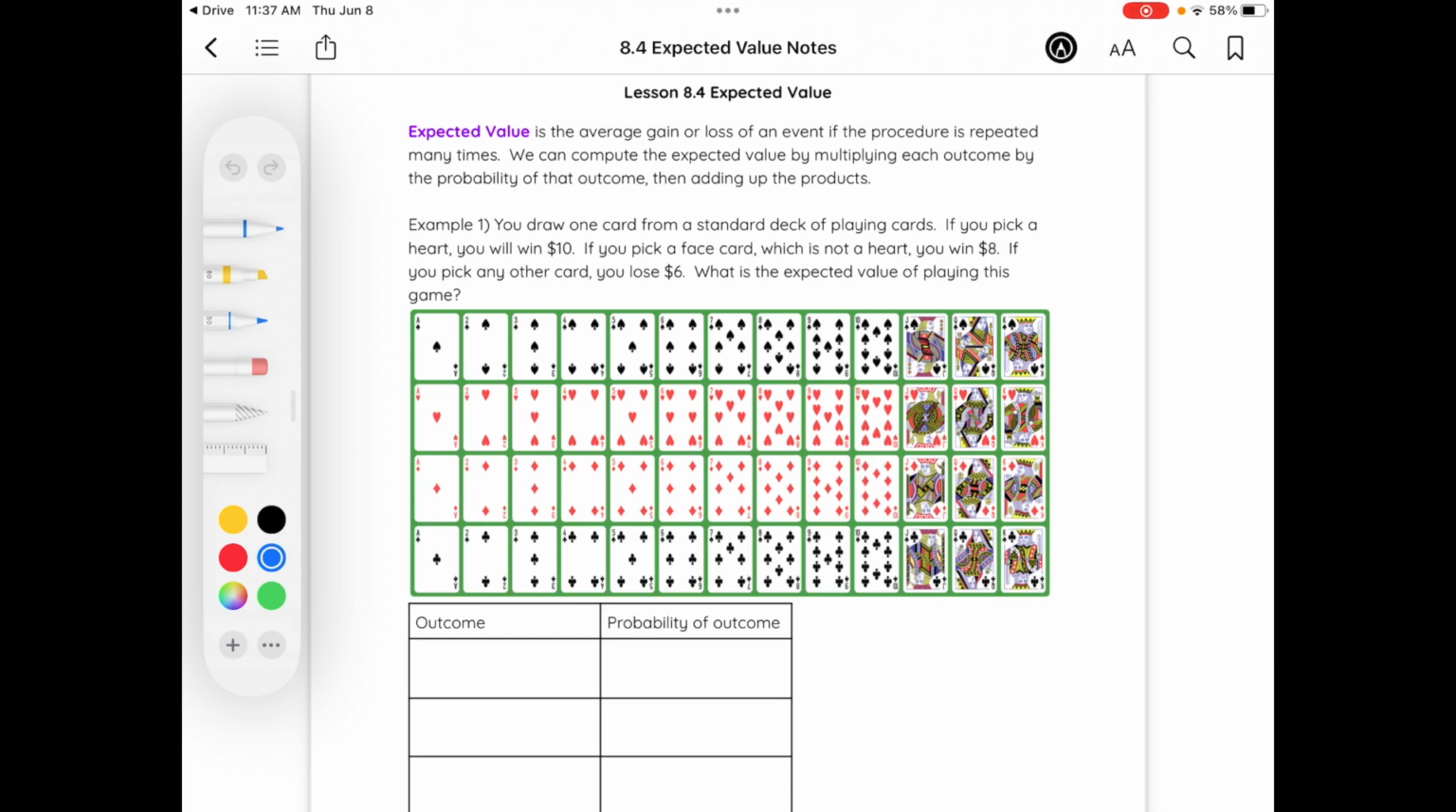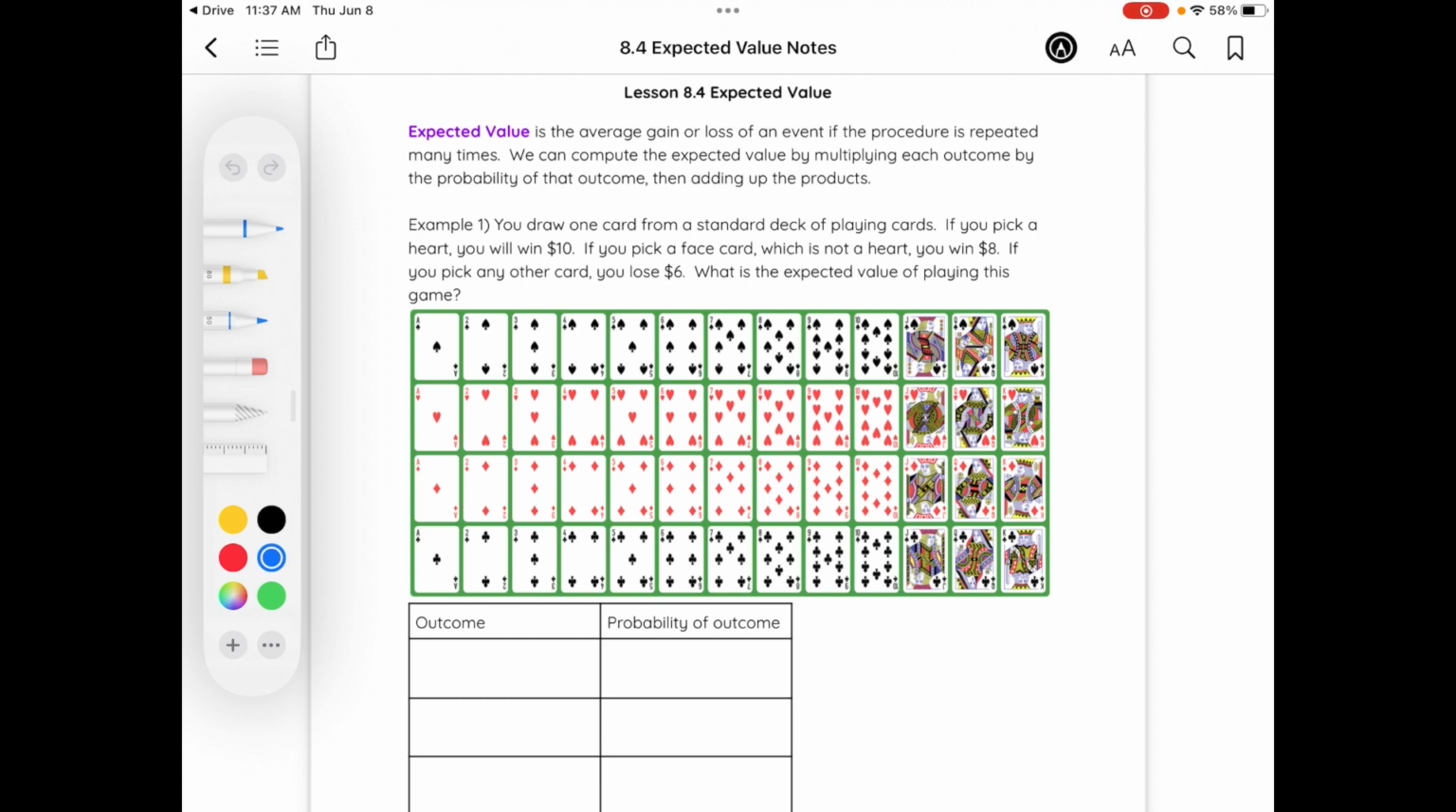So let's say we have this standard deck of cards and we're going to play this game. You draw one card from a standard deck of playing cards. If you pick a heart, you will win $10. If you pick a face card, which is not a heart, you win $8. If you pick any other card, you lose $6. What is the expected value of playing this game?